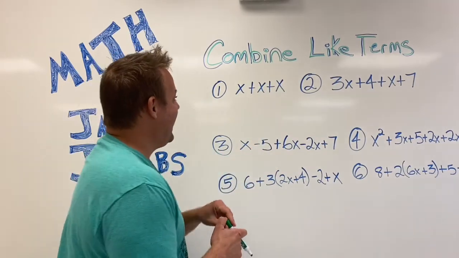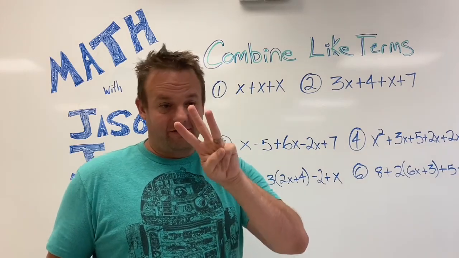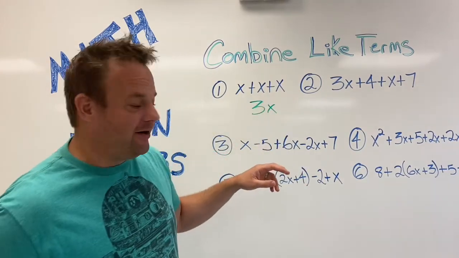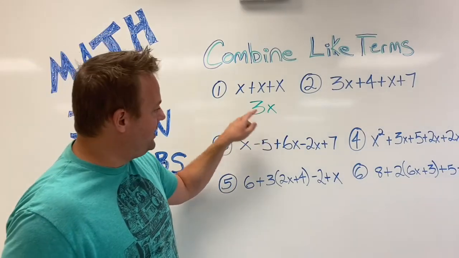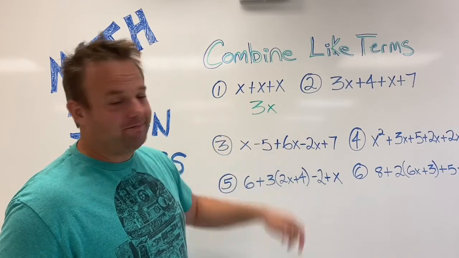Let's do it. X plus x plus x. How many x's do you see? That's right, 3 x's. So that equals 3x. A little vocabulary to increase your math literacy. The 3 is the coefficient and the x is the variable. And there's 3 of them.